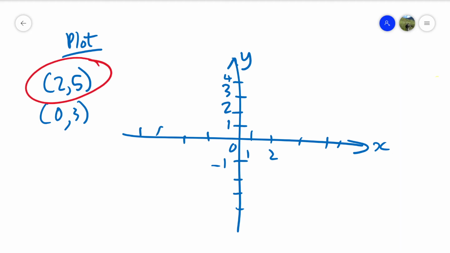2, 5. Remember, I always remember as being in alphabetical order, so the first one is x, therefore the second one is y. So the first number is x, second number is y, which is 5, which is up here. I haven't actually labelled it. So that is where the first one is. Let's do this one in green. I'm measuring 0 along the x-axis, and then I'm measuring 3 along the y-axis, which means it goes there. There we go.